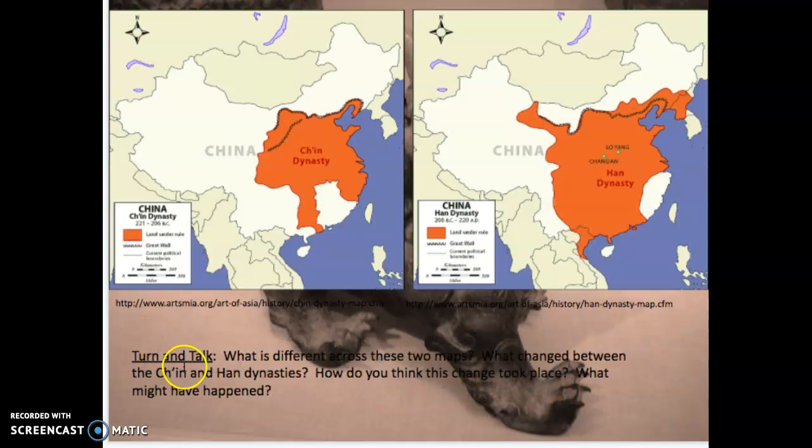Okay, when we think about this turn and talk question, what's the difference across these two maps? What changed between the Qing and the Han dynasties? And then how do you think these changes took place? What might have happened? So as we're looking at these two, hopefully we can definitely tell that this area is much larger. And geography played a role in determining the extent of the Han Empire. The Han borders with mountain ranges, highland areas, deserts, and ocean curtailed the expansion, but it also provided protection.